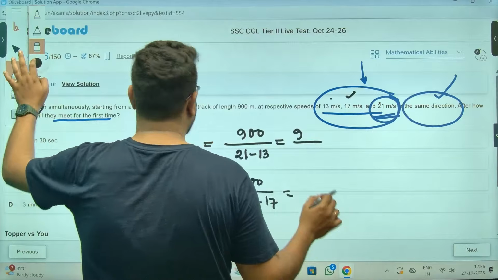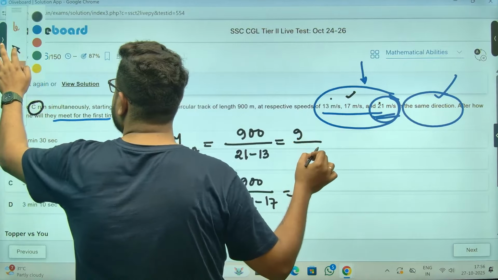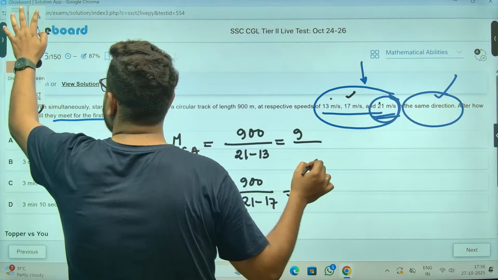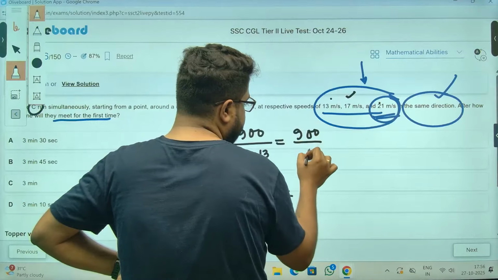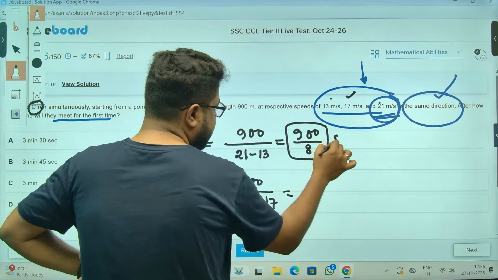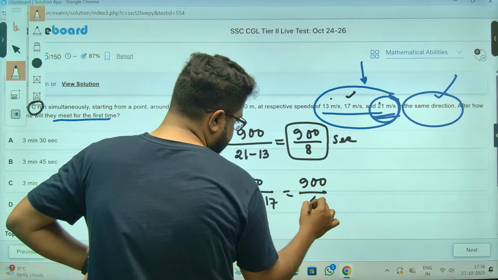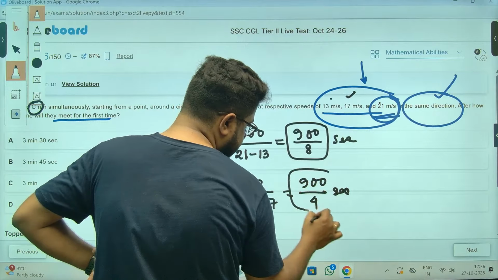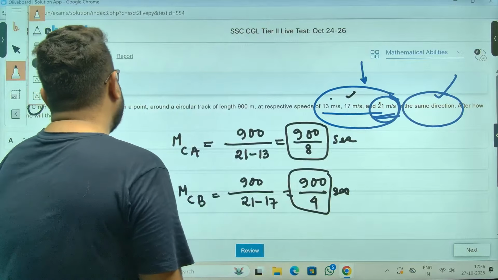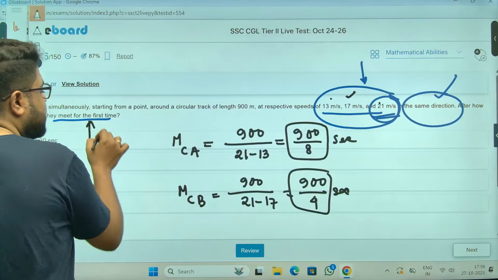Do not do 900 by 8. Keep it. These many seconds. This is 900 divided by 4. These many seconds. Okay. Now, they will meet for the first time. So what will that be?